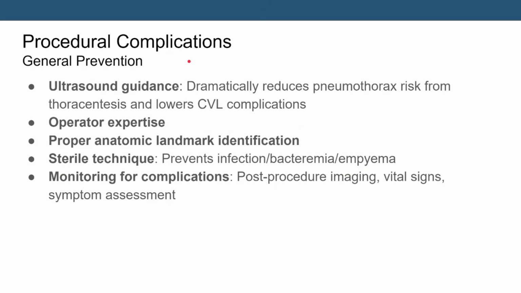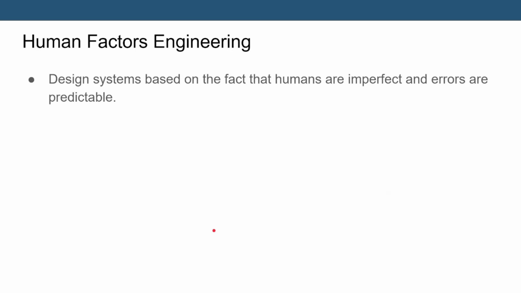So general prevention to avoid these procedural complications would be to use the ultrasound. It dramatically reduces pneumothorax risk from thoracentesis and lowers the central venous line complications. Expertise and practice, and you should always practice. Proper anatomic landmark identification. Sterile technique prevents infection, bacteremia, empyema. Monitoring for complications such as post-procedure imaging, vital signs, and symptom assessment.